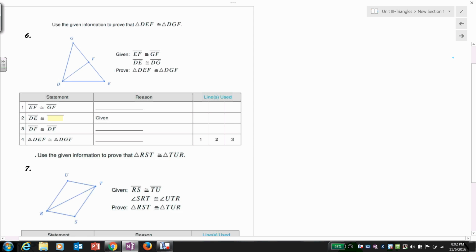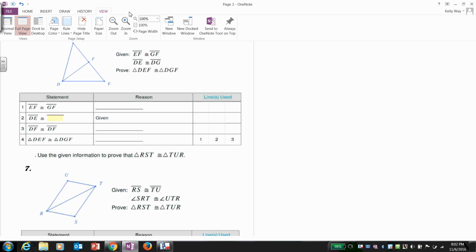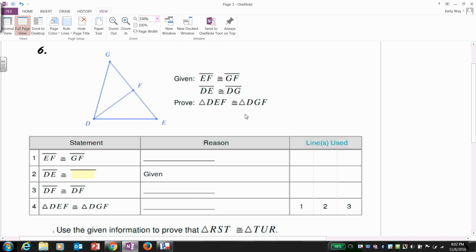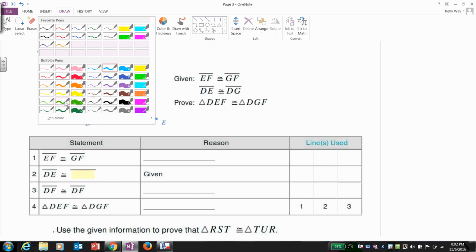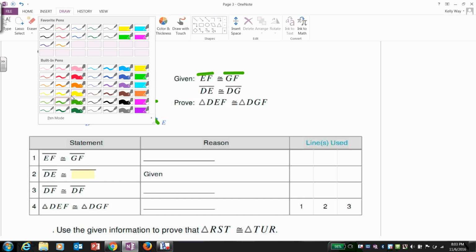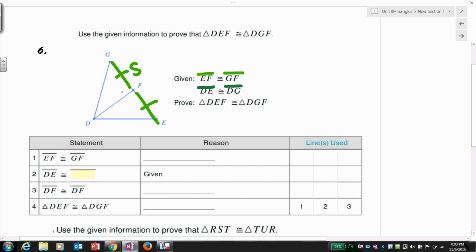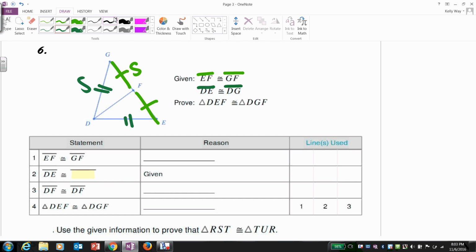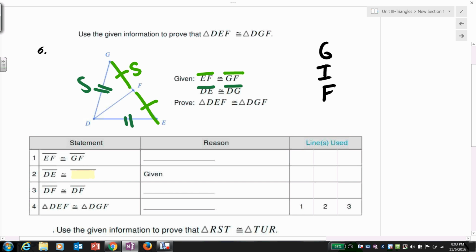Now for 6, we're going to complete the proof. So we start with given. Given implies previous talk through. It is given that EF and GF are congruent. We have a side. And we have DE and DG congruent. We have another pair of sides. We just finished our given.